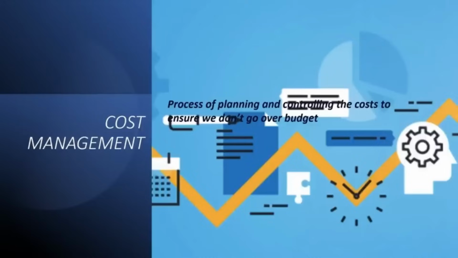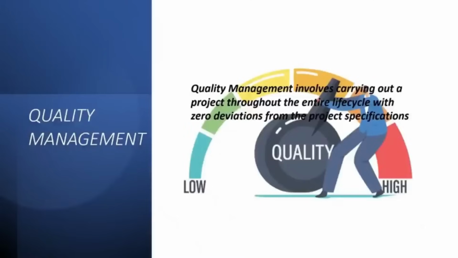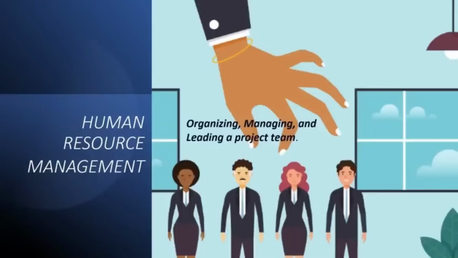Cost management. Cost management involves the process of planning and controlling costs to ensure we don't go over budget. Quality management. Quality management involves carrying out a project throughout the entire life cycle with zero deviations from the project specification. Human resource management from a project management standpoint involves organizing, managing, and leading a project team.